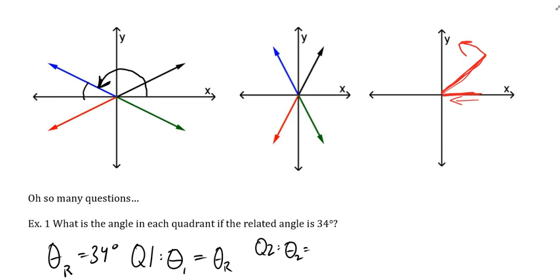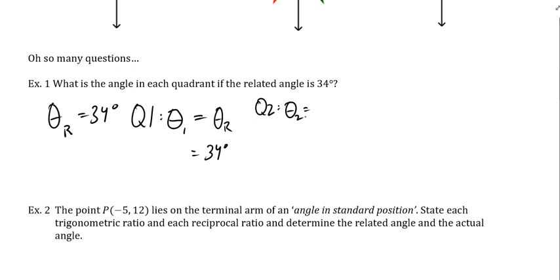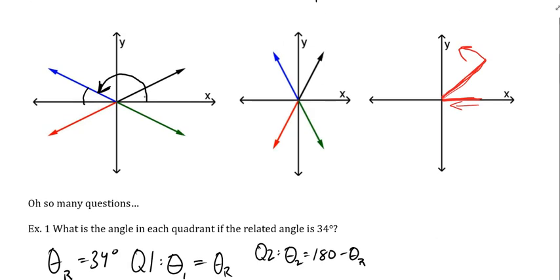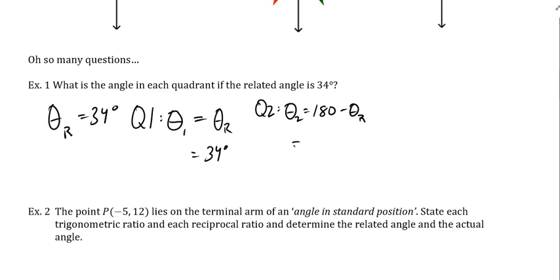Hunter? If you add them up, you mean? Yeah. Good. So how do I find my actual angle? Go ahead. 180 minus beta, or theta related, as I call it. So I went like this, 180 minus that, right? Which in this case is 180 minus 34. So it's 146, right?